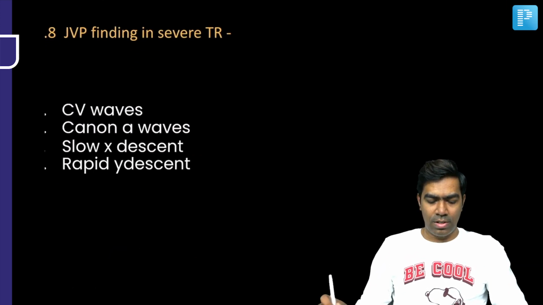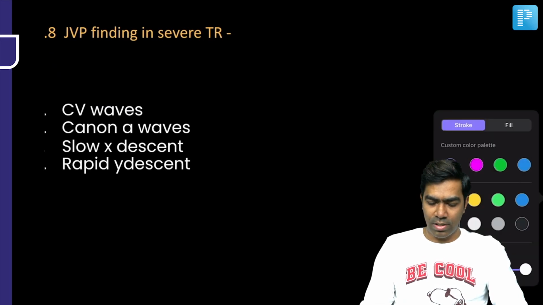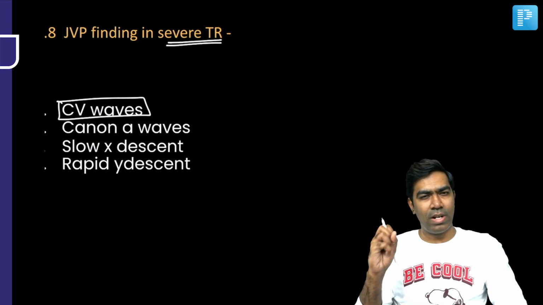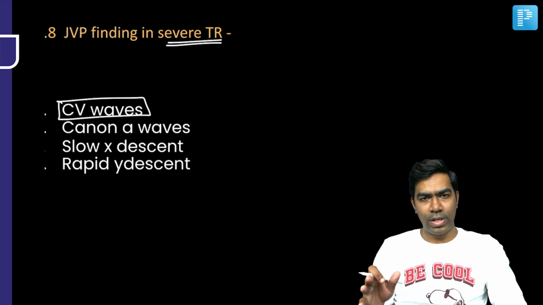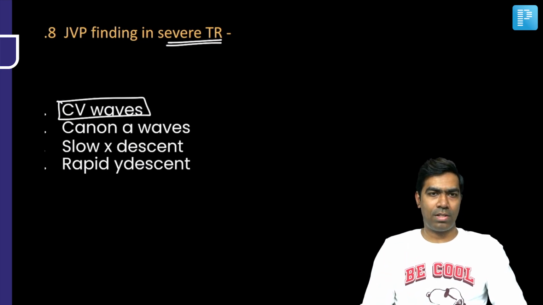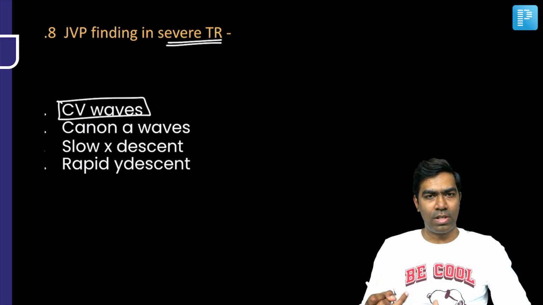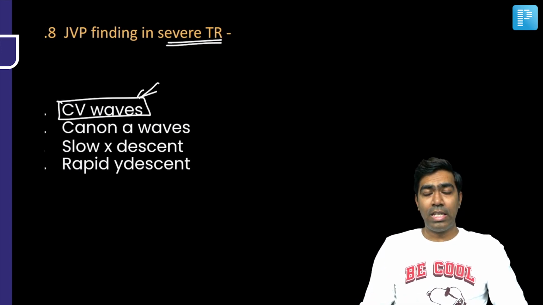So what about JVP finding in severe TR? That's question number 8. Just a while ago, we discussed that it's going to be CV waves. In patients with severe TR, you're going to have CV waves with a very large V wave or a giant V wave, and there will be absolutely no X descent. It's not slow X descent, it's obliterated or absent X descent. So when it comes to absent X descent, you have only two important causes. One is severe TR, and second is atrial fibrillation. That's very important for exams. So right answer for this question is going to be CV waves.